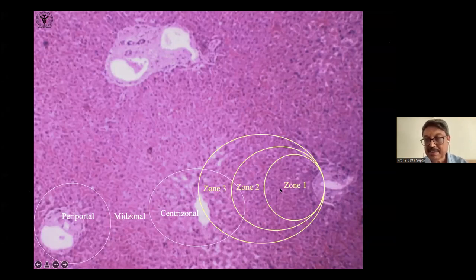In Rappaport's acinar concept, the area around the portal tract, like a berry, is zone 1. The area around the terminal hepatic venule is zone 3, and this is zone 2. So in your reports, you will generally find people writing zone 1, 2, and 3 rather than periportal, midzonal, and centrizonal. So this is one thing you have to remember.